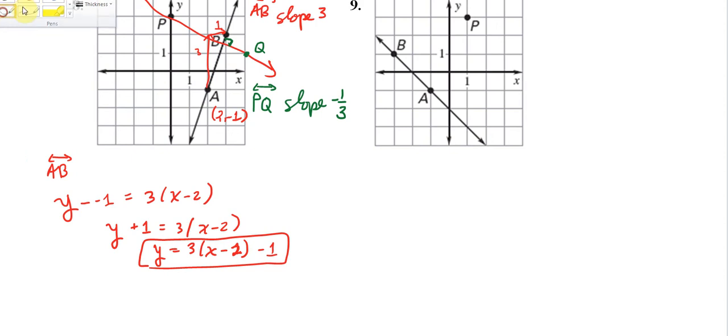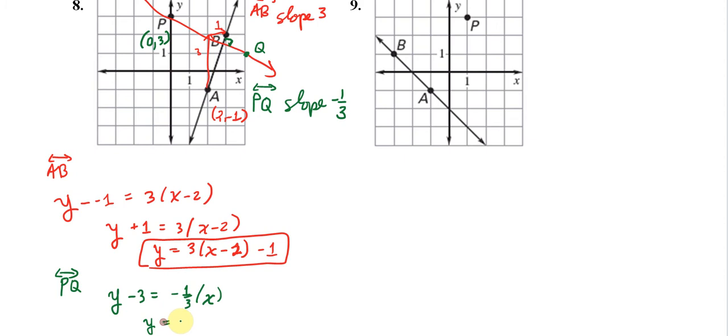Now, as far as the equation of line PQ, we don't know if that's exactly the right place for Q, but we do know that P goes through (0, 3). So that'll make life a little bit easier for us. So the equation of line PQ is y minus 3 is equal to the slope, which is -1/3, times (x minus 0). So we can rearrange this as y equals -1/3 x plus 3.